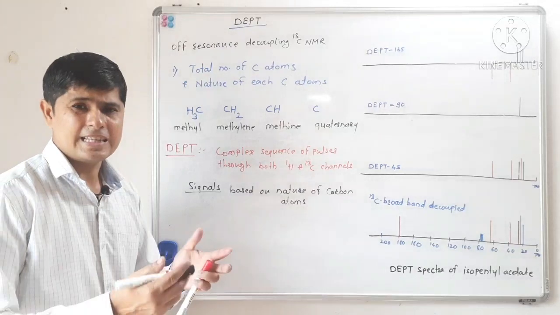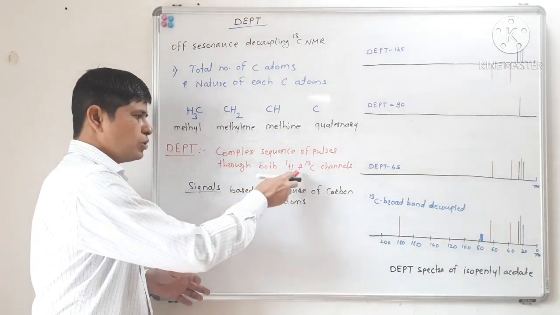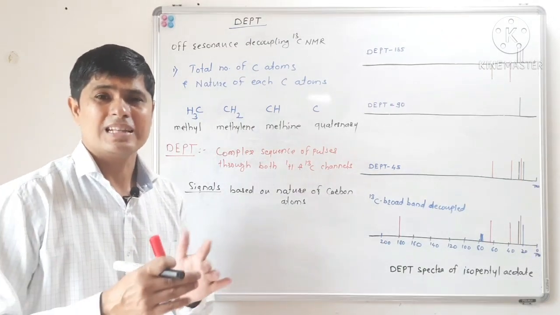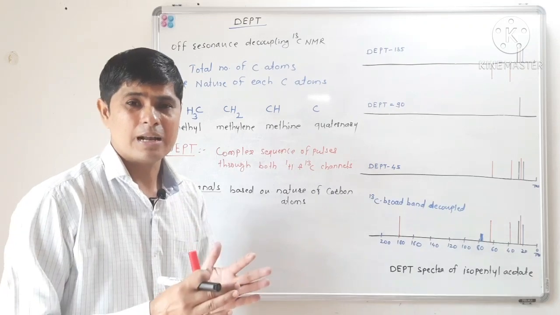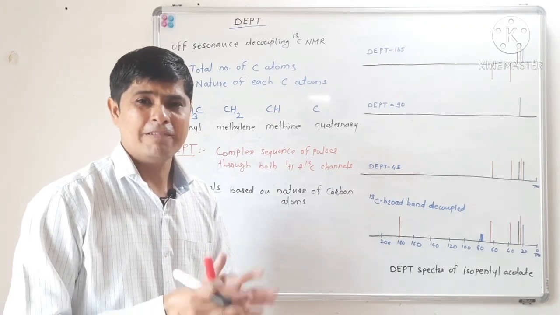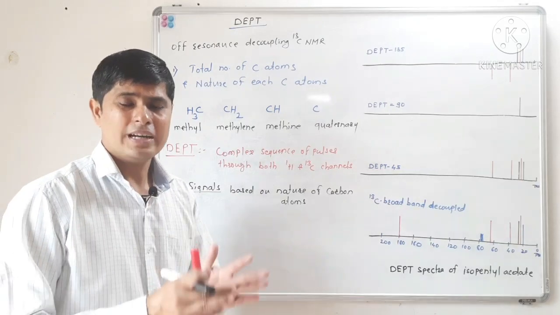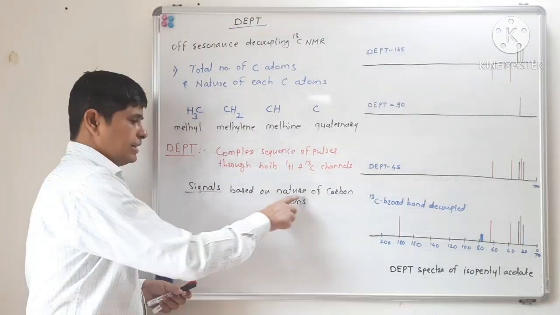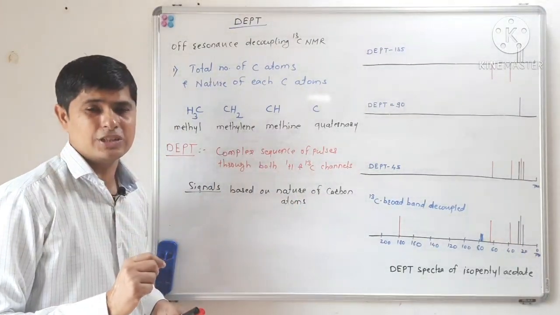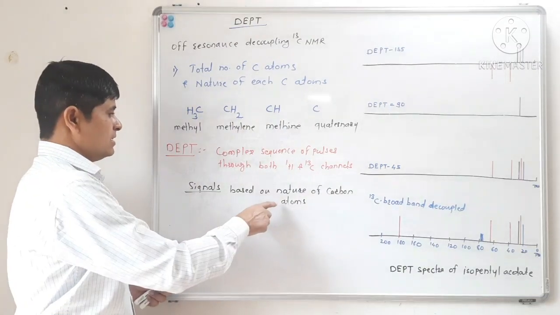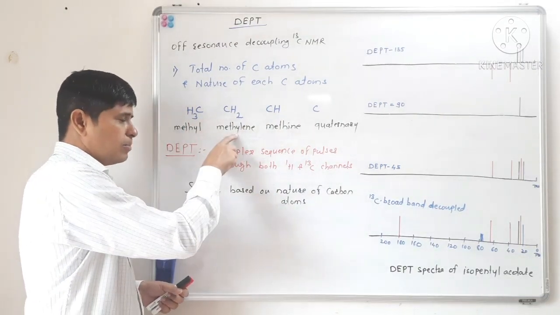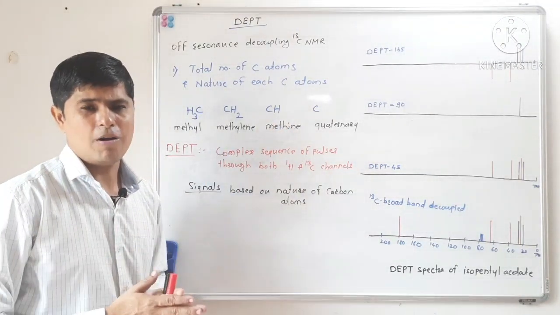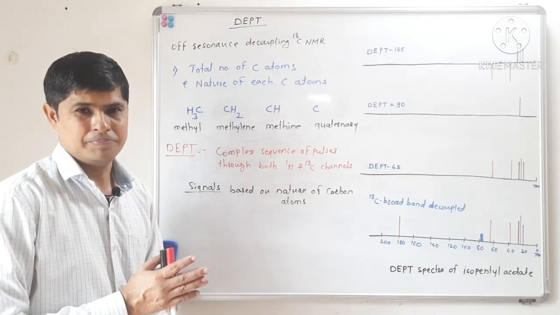When we irradiate a sample with a complex sequence of pulses through both the H1 and carbon 13 channels, each carbon atom will behave slightly differently, and we will get a signal for each carbon atom. Depending upon the nature of the carbon atom, that means whether it is methyl, methylene, methine or quaternary, we will get a different type of signal in the DEPT experiment, isn't it?